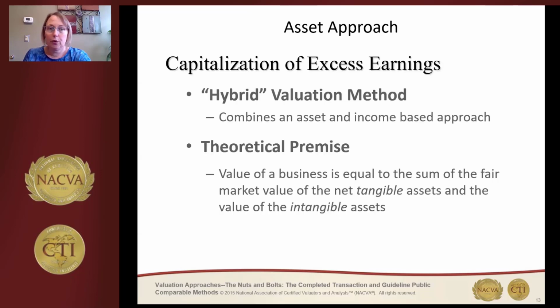So let's move to a capitalization of excess earnings, and there's more to it. There's more to the income approach. You already talked about that, I believe yesterday. So how does this work? Capitalization of excess earnings is using a portion of the asset approach and a portion of the income approach. So again, it's a hybrid valuation method that combines the asset and income-based approach. And what is our theoretical premise? Why are we doing this?